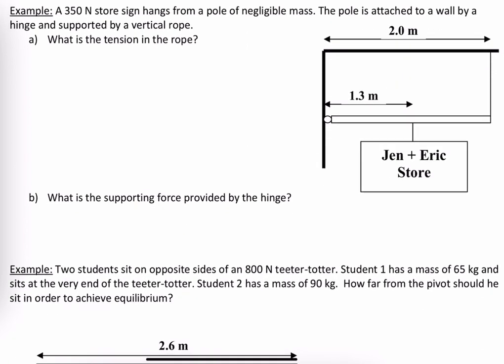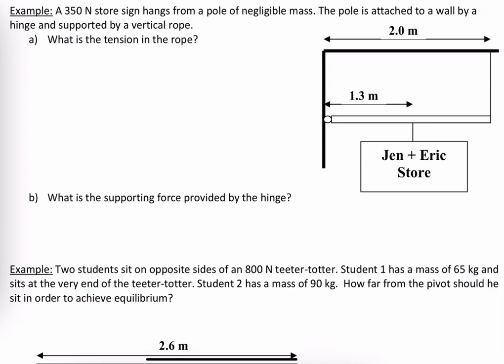So here we have a sign with a weight of 350 newtons, hanging from a pole which has negligible mass. The pole is attached to a wall through a hinge and then supported by a vertical rope. All right, lots going on here. We want to find the tension in that rope and the supporting force provided by the hinge.